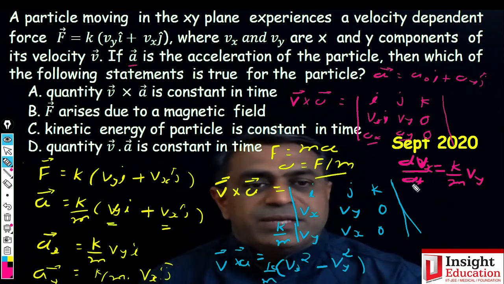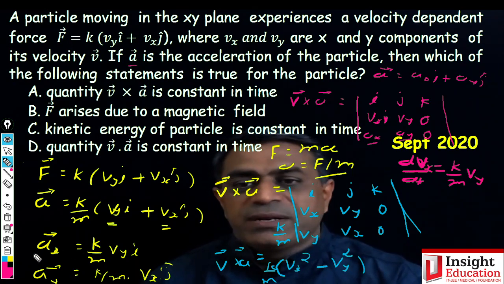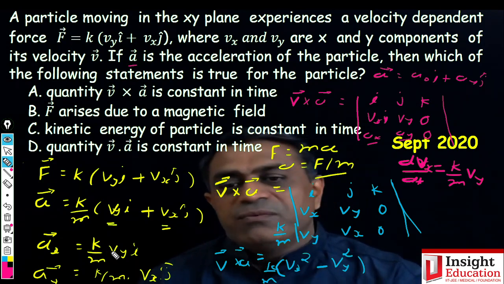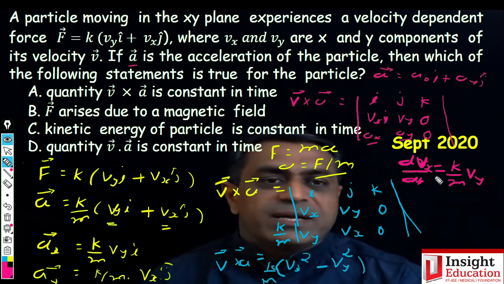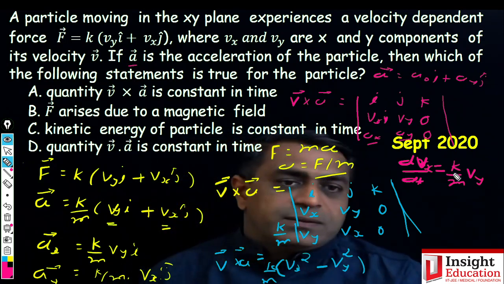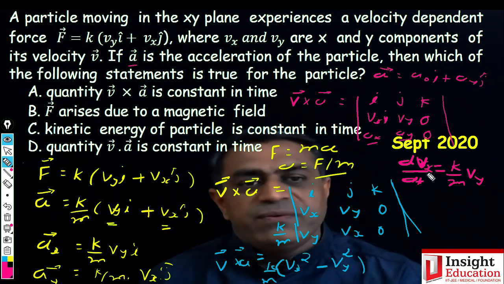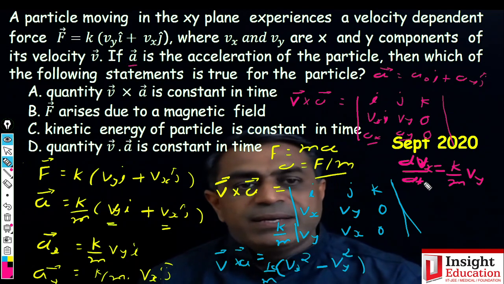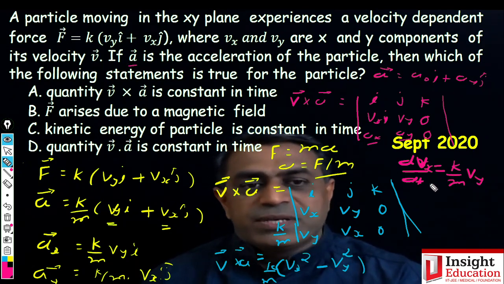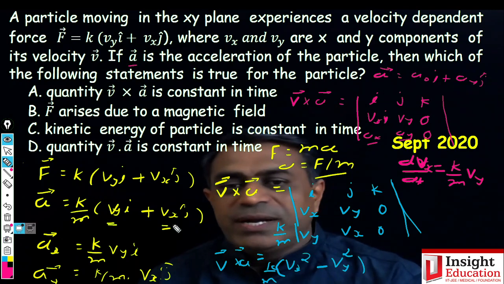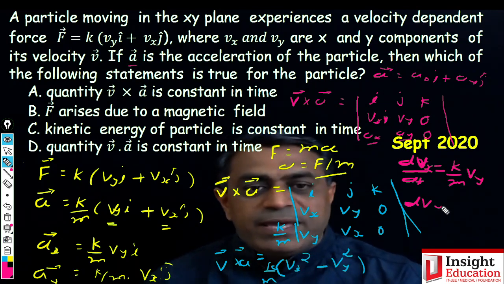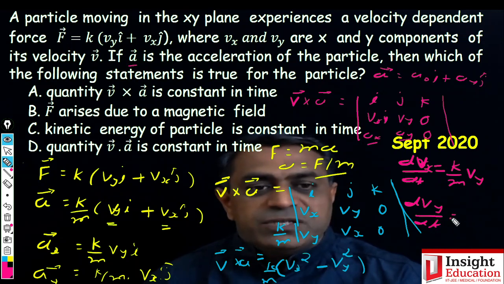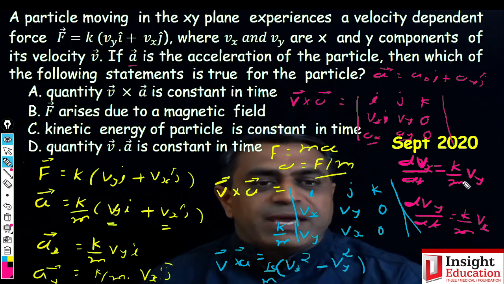Okay, so acceleration, if we take the ratio ax by ay, that is k by m vx. So directly we can consider it as a. So here dvx by dt is k by m vy. Okay, similarly for the y component also we can calculate. So for the y component you can write dvy by dt is equal to k by m vx. Okay, so dvx by dt is k by m vy, and dvy by dt is equal to k by m vx.